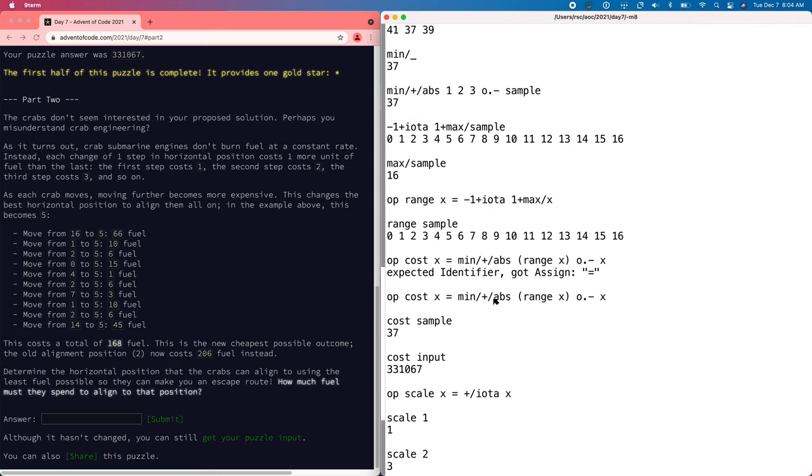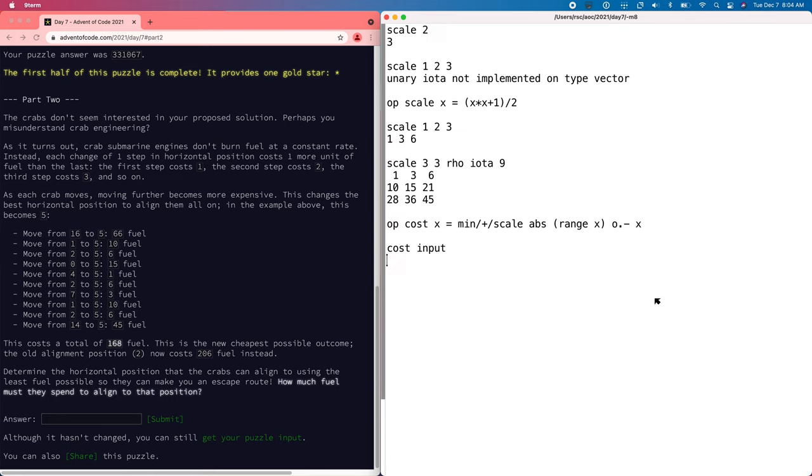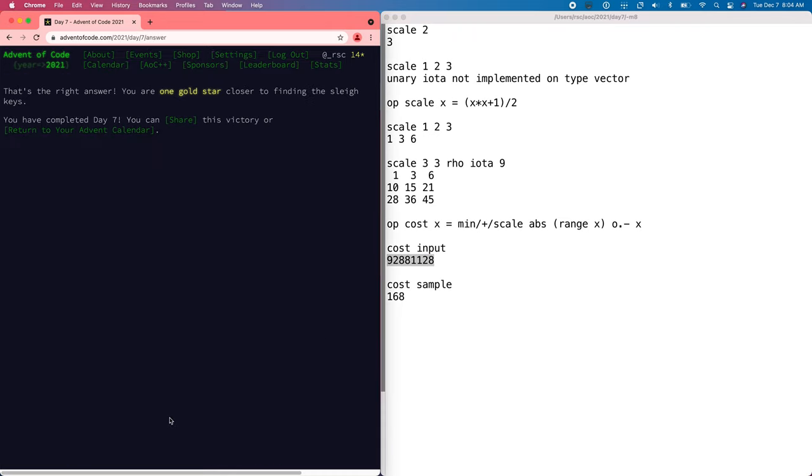Let's see. We want to do the fuel scaling here. And now the cost of the input. Oh, cost of the sample. It's 168. So then we'll try the cost of the input. And we got our stars.